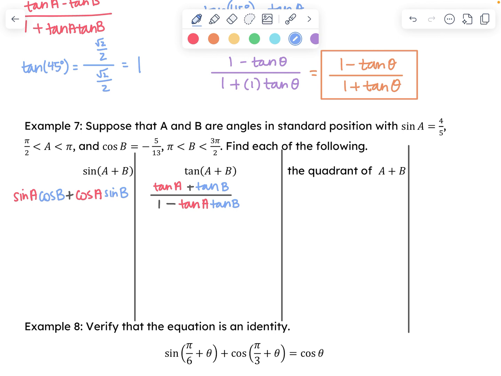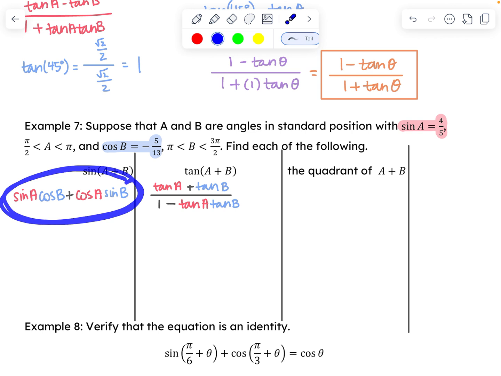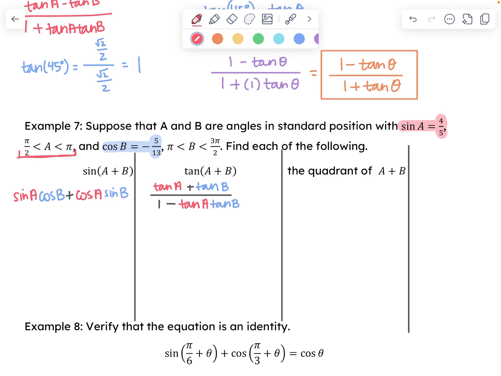So I know some things, but I don't really know enough. Like I know sine of A is 4/5. I know cosine of B is a negative 5/13. So I could plug that in over here in my first one, but that's not going to help me at all with my second one where it's all tangents. So this is where I'm going to have to use my SOHCAHTOA, make some triangles. That's going to have to help me out. And that's also where them telling me that A is in between two values and B is in between two values, that's going to tell me what quadrant I'm in.